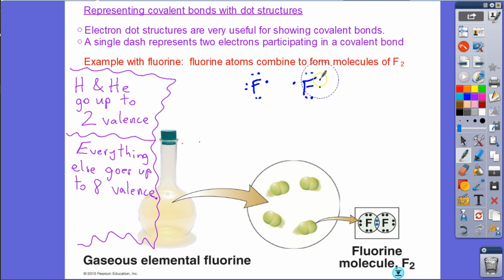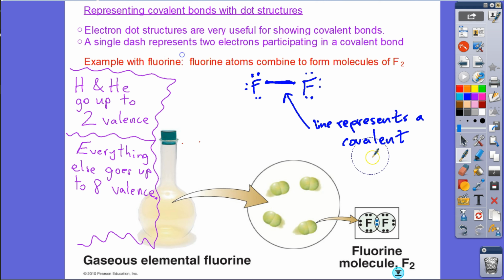These other electrons are non-bonding pairs. And we're going to talk about how you figure out how many non-bonding pairs an atom has, but fluorine has 3 non-bonding pairs and then 1 extra electron in its valence shell that can participate in bonding. So when two fluorine atoms meet each other, these 2 electrons form a covalent bond, and you represent that with a line. So the line represents a covalent bond, and each atom shares the 2 electrons that they had separately a while ago.